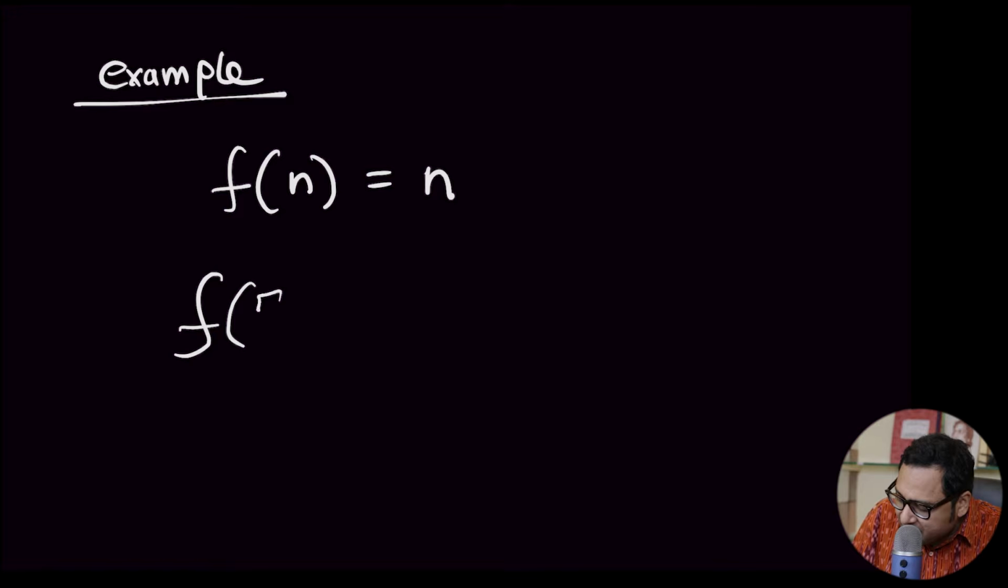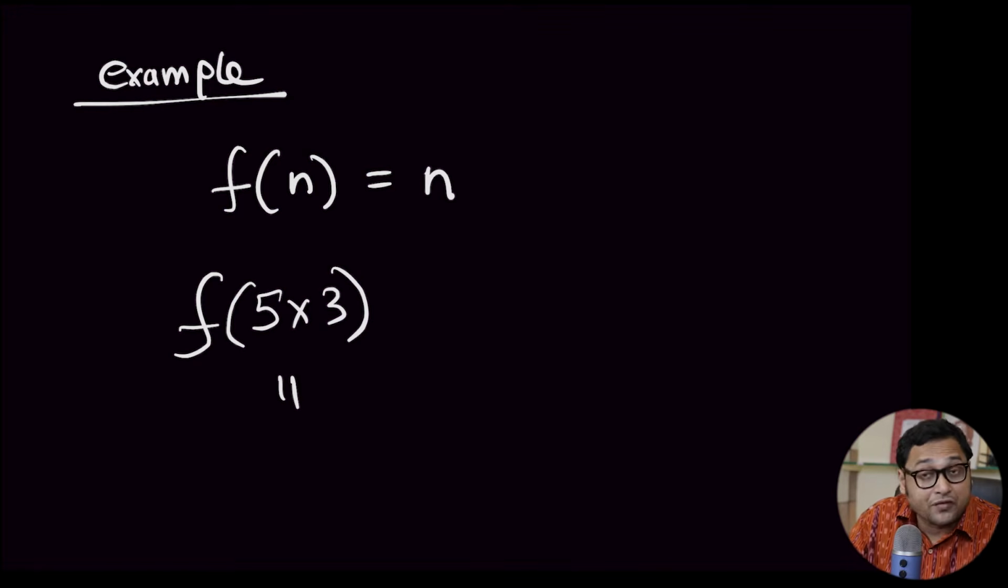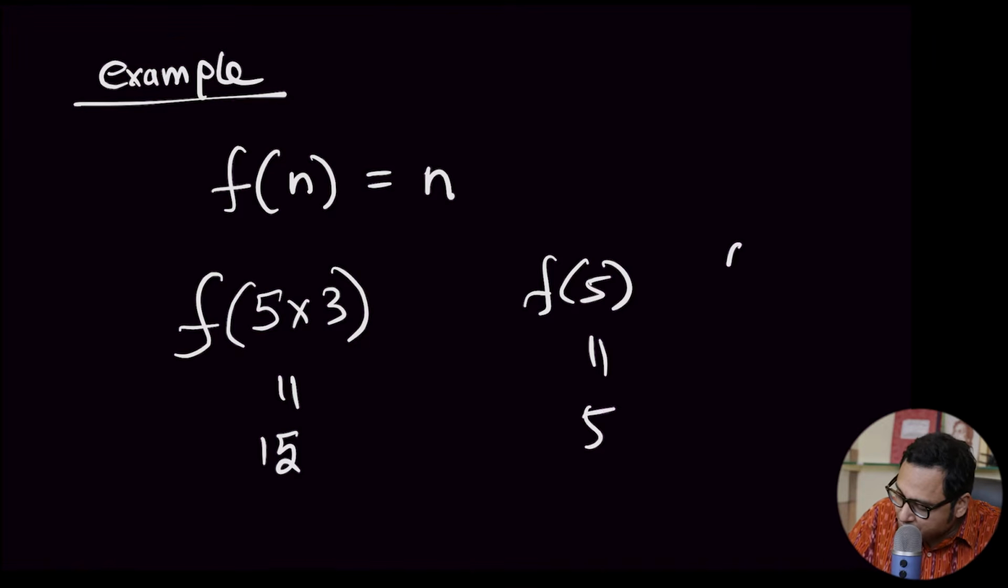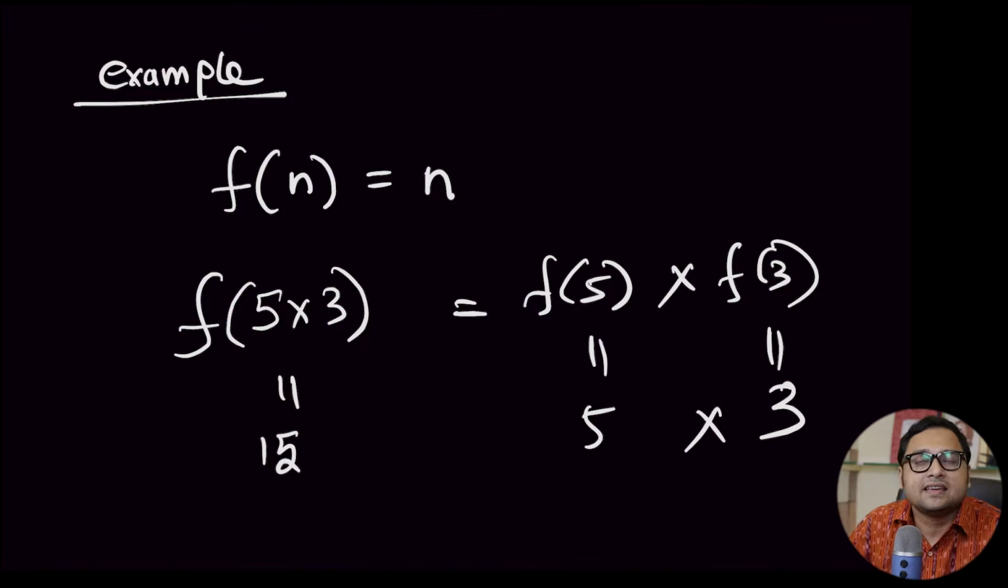For example, f of 5 times 3 is f of 15, which is 15. And f of 5 is 5. F of 3 is 3. So f of 5 times f of 3 is also 15. It's multiplicative in a very simple way. There's nothing complicated going on here. In fact, you don't even need the GCD of m and n to be 1 in this particular case. Okay, so how can we factorize this identity function? And this is where the beautiful problem by Euler comes into place.